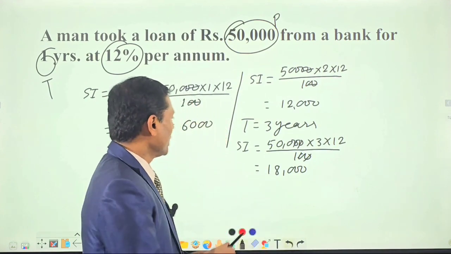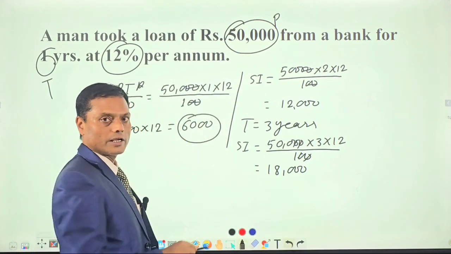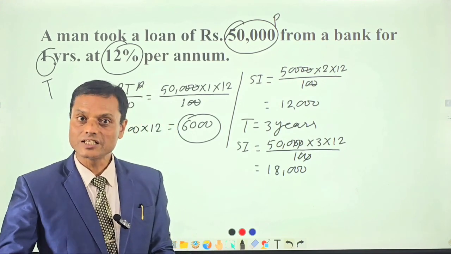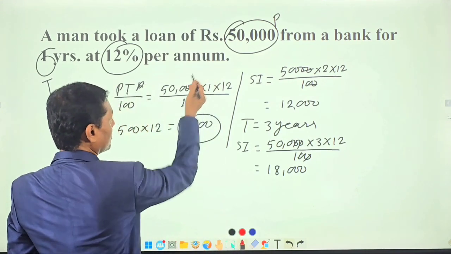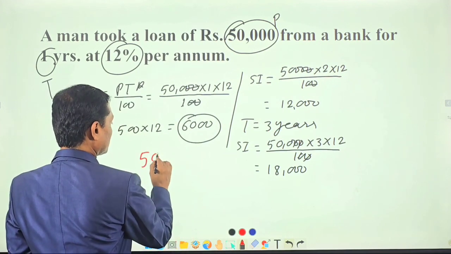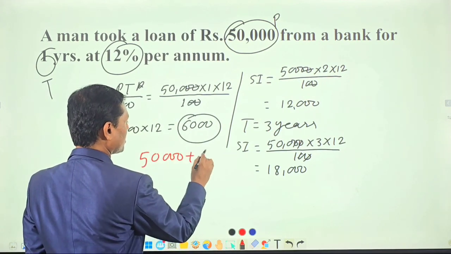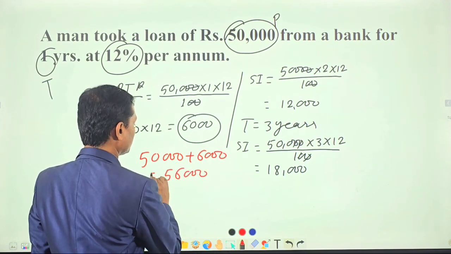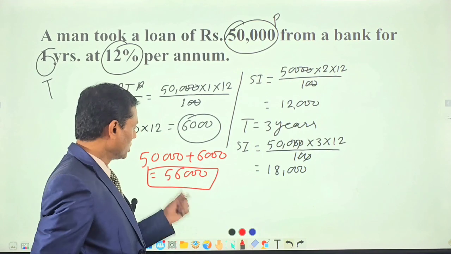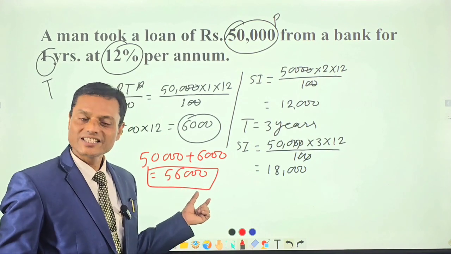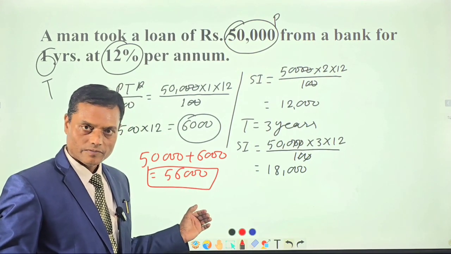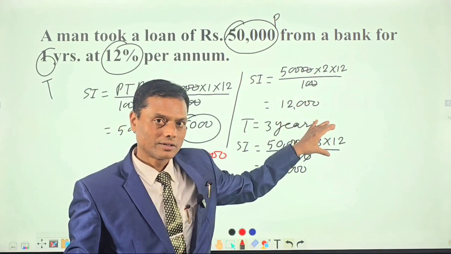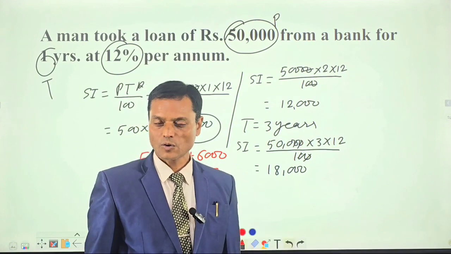So if this 6,000, that is the interest of 50,000 in 1 year, is added to the principal, right? For example, 50,000 plus 6,000, that is 56,000, isn't it? And if this is supposed as P for the next year, then under that condition, the interest for the second year will be more, isn't it? That condition is known as compound interest.